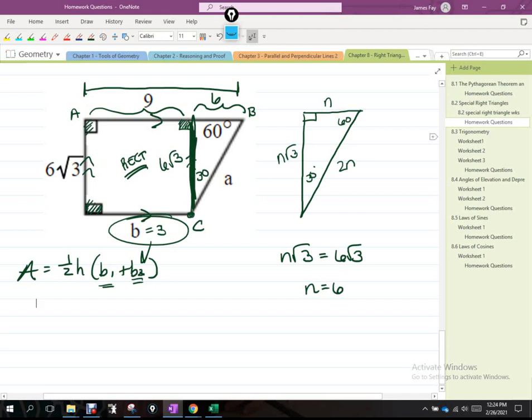Yes, 30-60-90 triangle. How'd I get B? Because that segment right there is the same as that segment there, right? And this segment is 9, right? And that one is 6. So 9 minus 6 will give me that 3. Anything else?